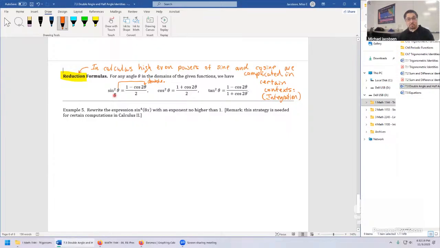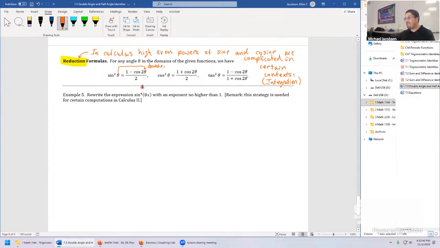That power was odd. That's really weird. The odd power, sine cubed, is an easier expression, but high even powers are very difficult to work with. So if you know you're taking calculus, in particular Calculus 2, this is something that you will very, very likely do in the very first 4 weeks of the semester. Dealing with sine to the power 4x is not an easy time.